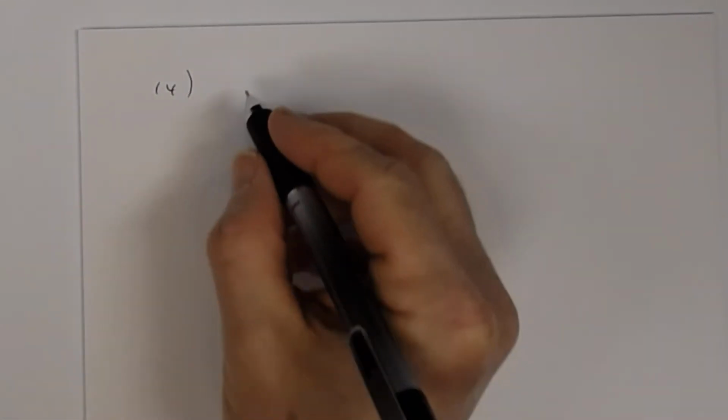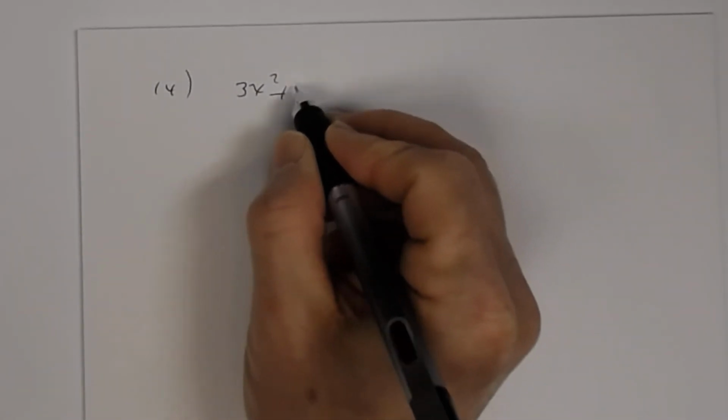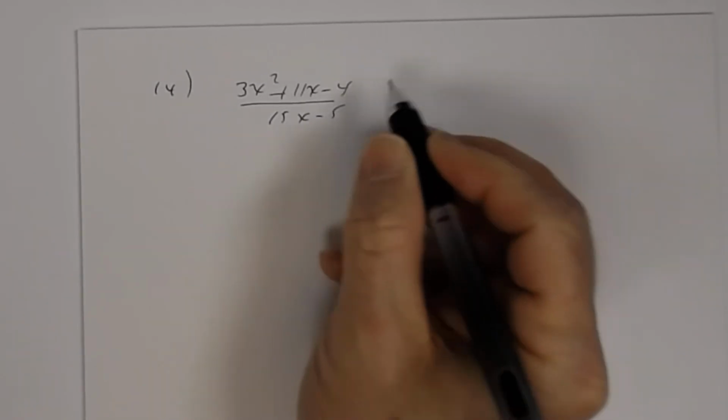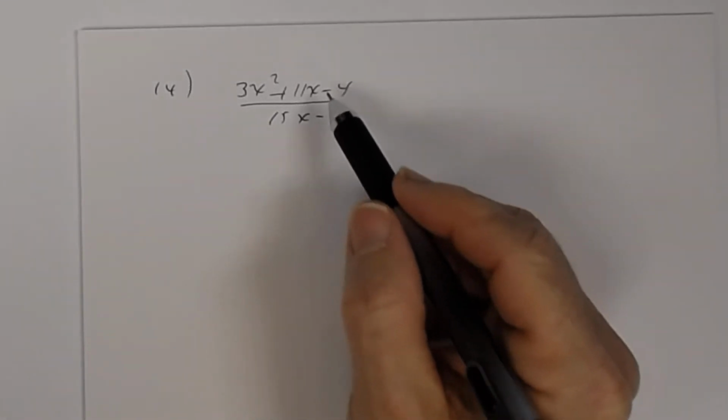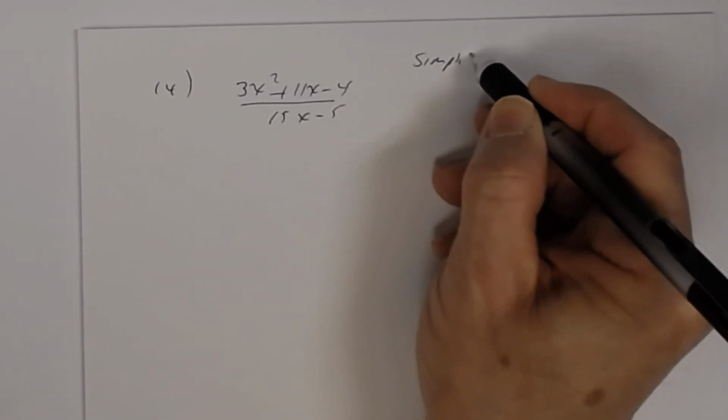Okay, let's look at 14. So this is where, let me go ahead and write it and kind of tell you what the direction says. Okay, so this is where you're given the rational expression, you have to simplify. So you want to simplify this.